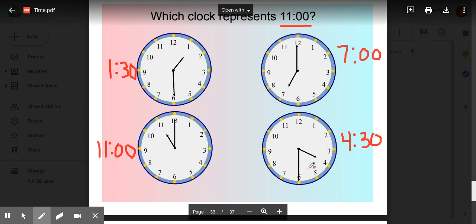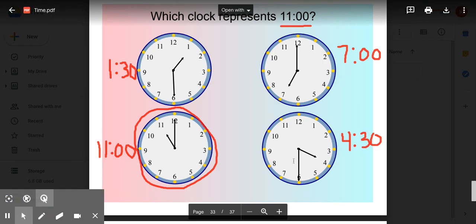It's halfway around the clock. It's half past 4. So this analog clock shows 1:30. This clock shows 7. This clock shows 11 and this clock shows 4:30. So which clock represents 11? Awesome. This clock represents 11 o'clock.